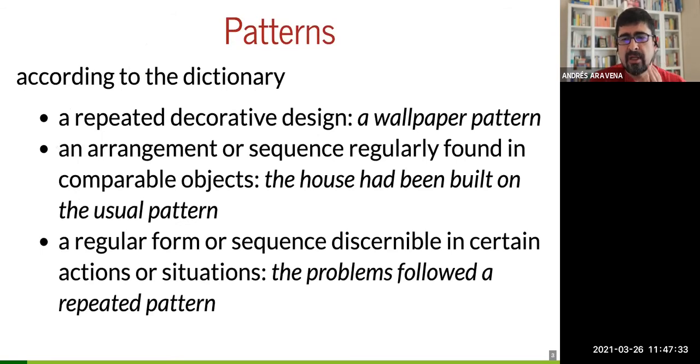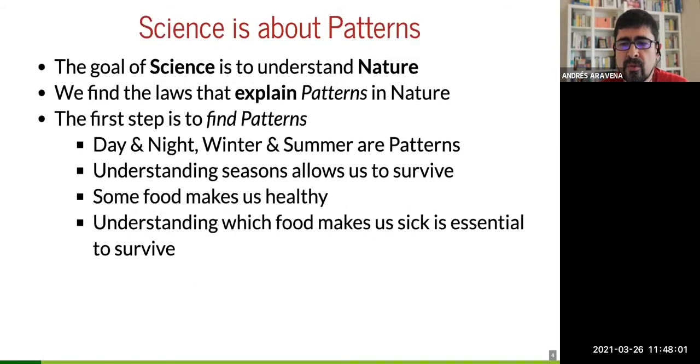Patterns, according to the dictionary, are things that repeat, repeated design, or things that are comparable objects, like houses are following. So my point is the patterns are something that for humans is super important. Humans are very good at finding patterns, and maybe too much. Our goal in science is to, well, our goal is to understand nature, but we do that finding patterns in it, things that happen always, like, I don't know, if I eat sugar, I get fat, let's say. If I smoke, I get cancer. There's a pattern there. Not always, but there is a pattern.